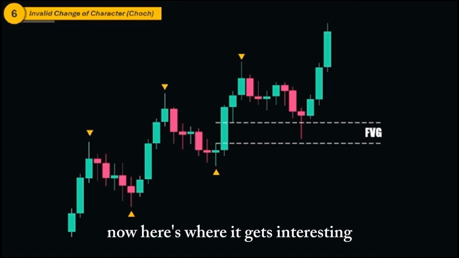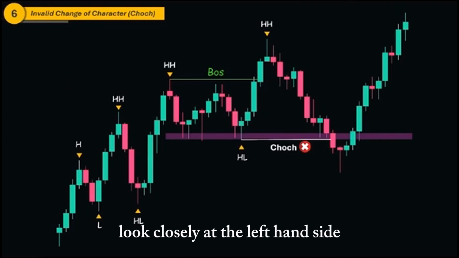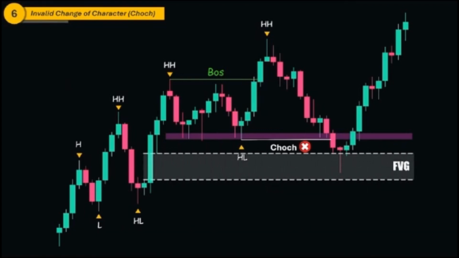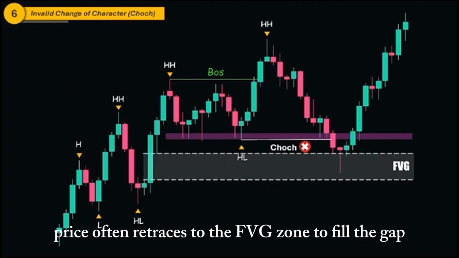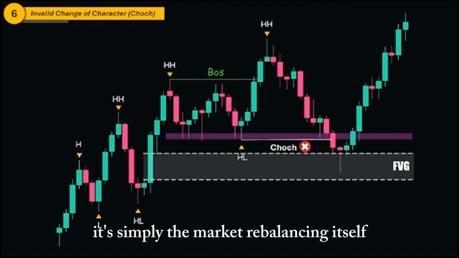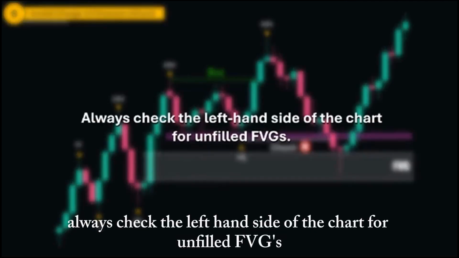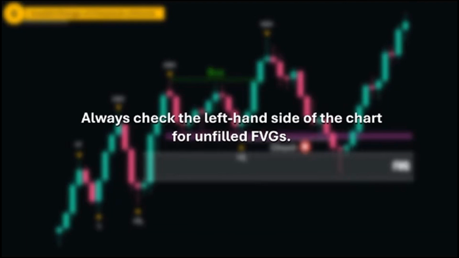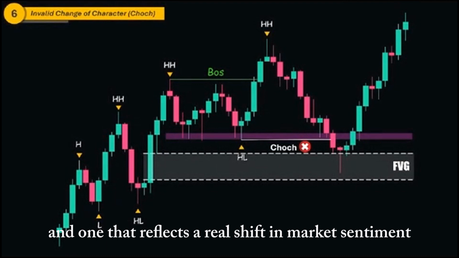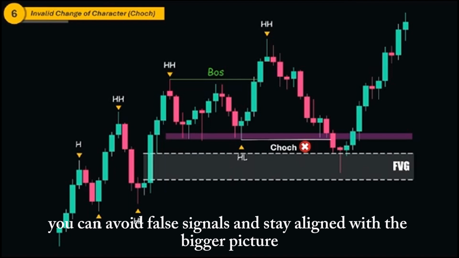Now here's where it gets interesting. Let's go back to the earlier example. Look closely at the left-hand side, and you'll spot an unmitigated fair value gap sitting just below the major swing low. In scenarios like this, price often retraces to the FVG zone to fill the gap. This pullback doesn't indicate a true reversal. It's simply the market rebalancing itself. The bottom line? Always check the left-hand side of the chart for unfilled FVGs. This helps you distinguish between a move that's just filling a gap and one that reflects a real shift in market sentiment. By doing this, you can avoid false signals and stay aligned with the bigger picture.